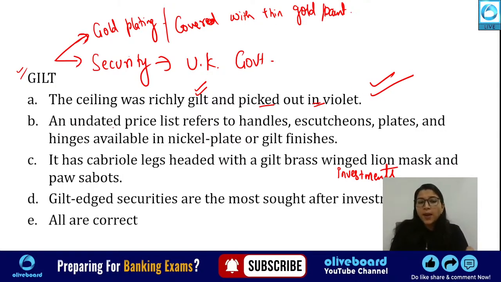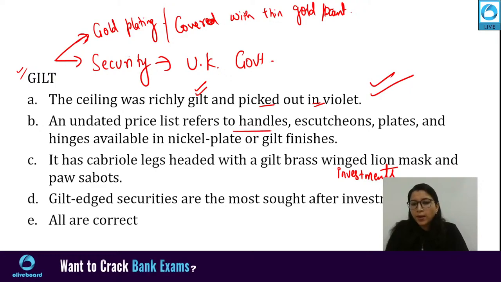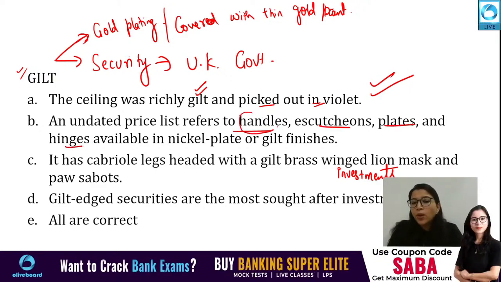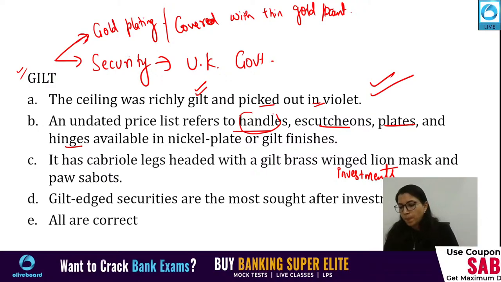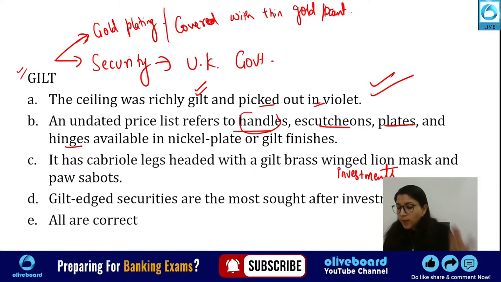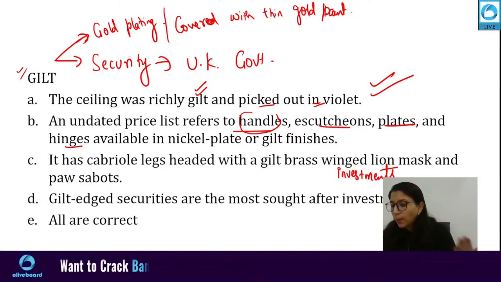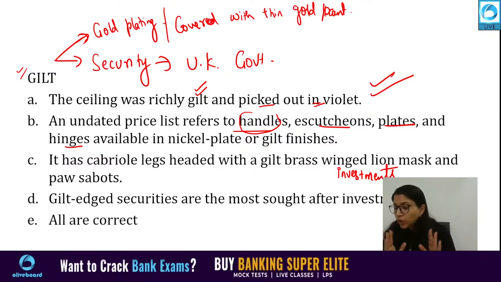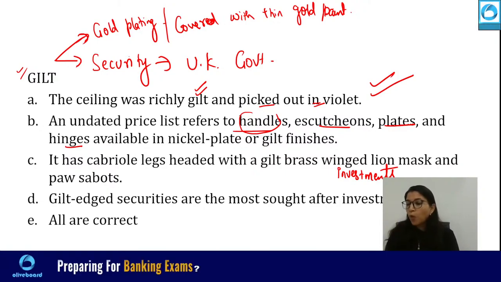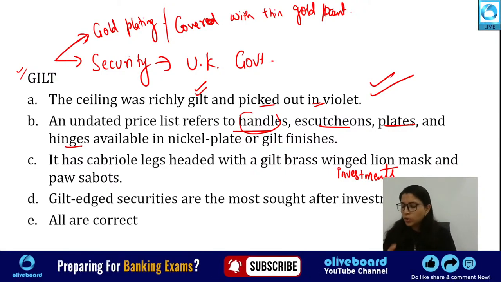Bin, an undated price list, refers to handles, scotchions, plates and hinges. Ye sare jo hai part hai door ke. Ashwini, in this type of question, you will always get a word that you know the meaning. Jaise hatch ki meaning aapko pata, gilt can be a new word, but generally we get such word jinki meaning hame pata hoti hai, but that particular word carries so many different meaning. So you might not be aware of all the possible usages, but one or two usages you might be definitely aware of in this type of question.